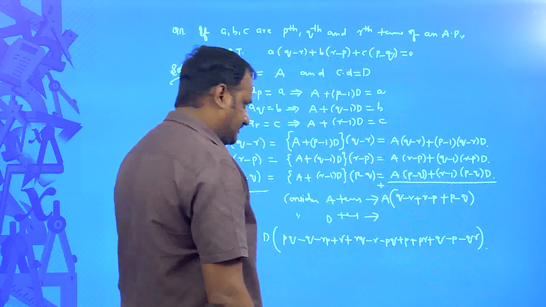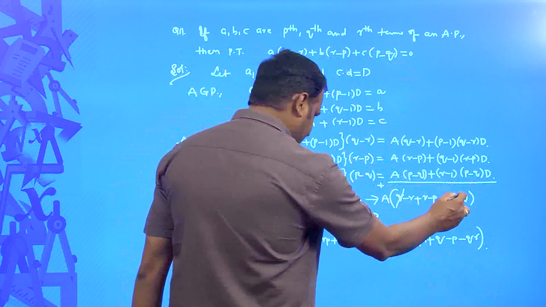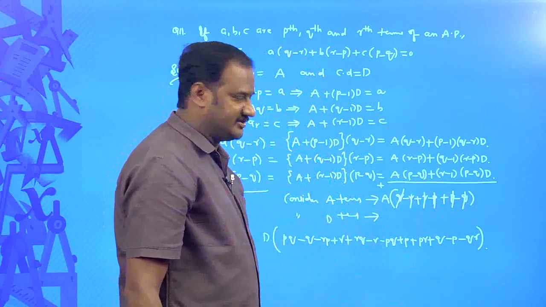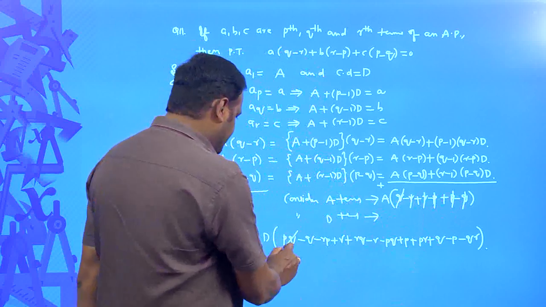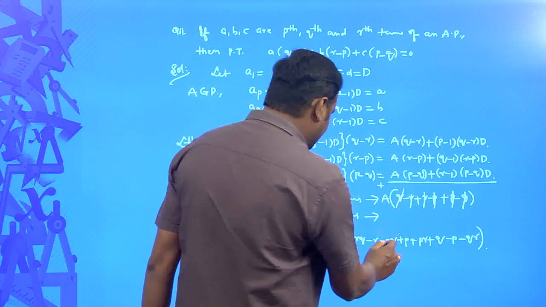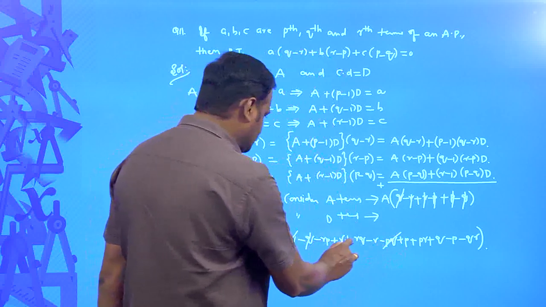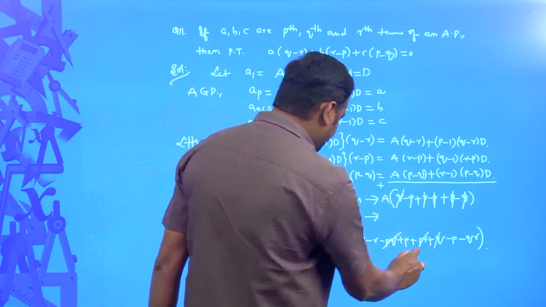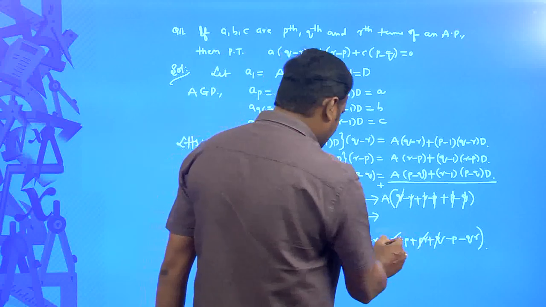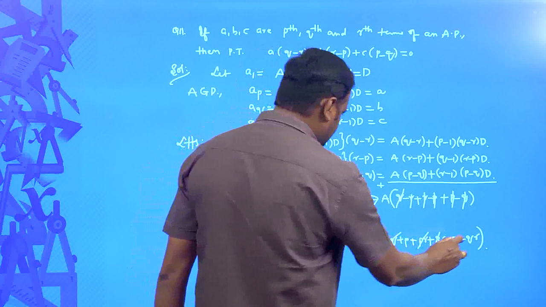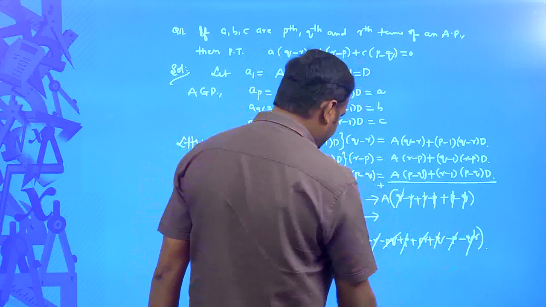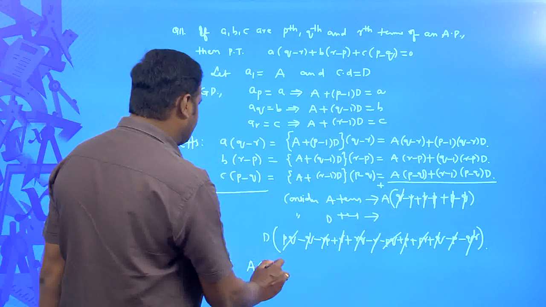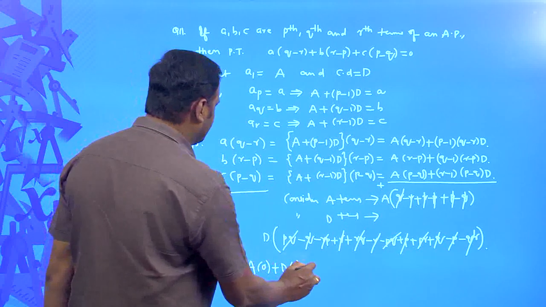Once you observe the terms here, plus Q and minus Q cancel, plus P cancels, plus R cancels. So, A into 0 is going to be 0. Coming to the D terms, plus PQ and minus PQ cancel, minus Q plus Q cancel, minus RP plus RP cancel, plus R minus R cancel, plus RQ cancels, minus P plus P gets cancelled. So, finally, you get A into 0 plus D into 0.